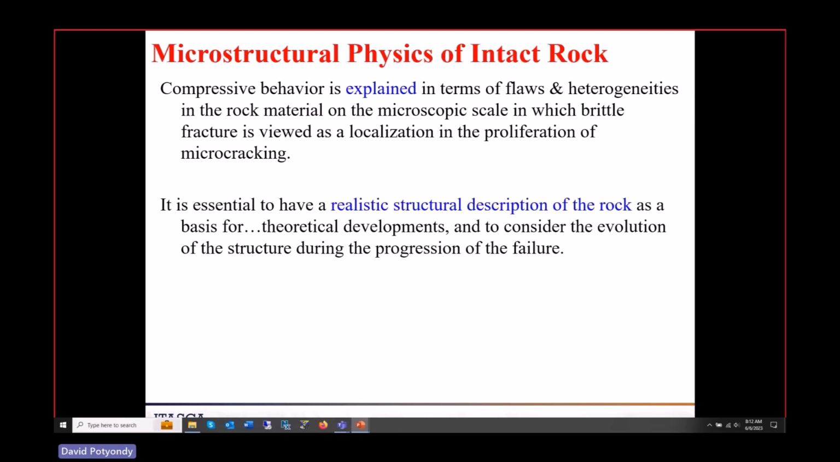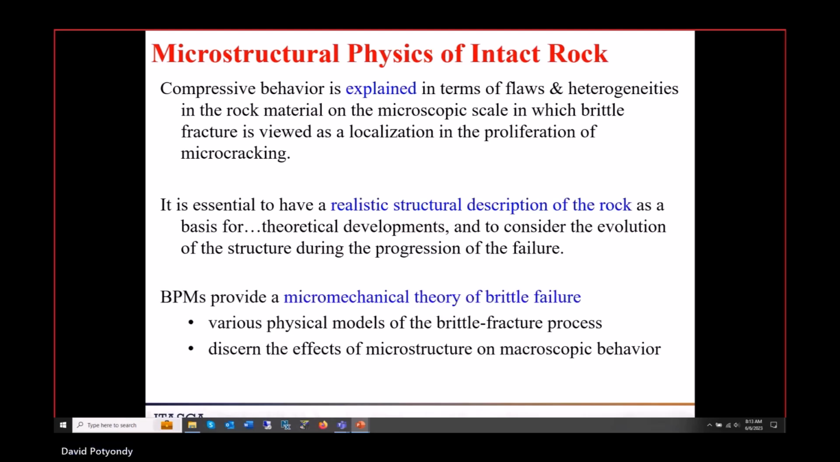And so if you want to have some sort of a basis for doing theoretical developments of what's happening and what needs to be going on in a rock, you need to have a structural description of the rock that can actually allow these things to happen. Okay, and that it can evolve because there starts to be more and more damage, so things can change as there's more and more damage.